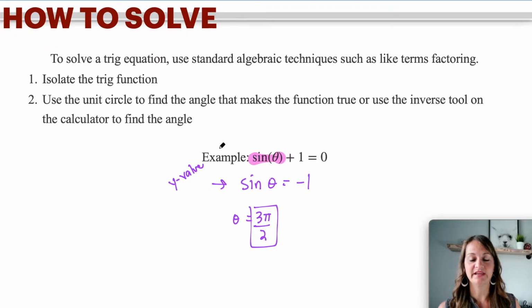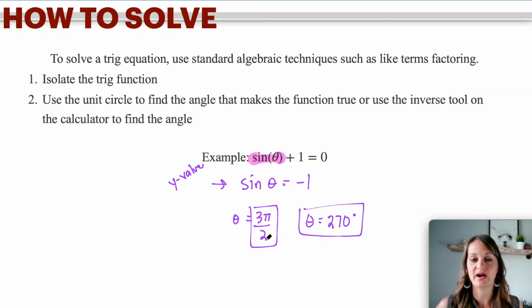Now, if it doesn't tell you specifically whether it should be radians or degrees, you can do either one or the other, or you can go ahead and do both. So at 270 degrees or at 3 pi over 2.